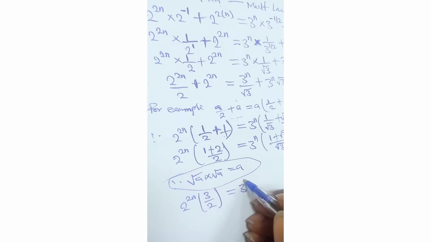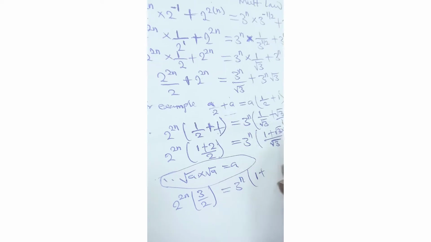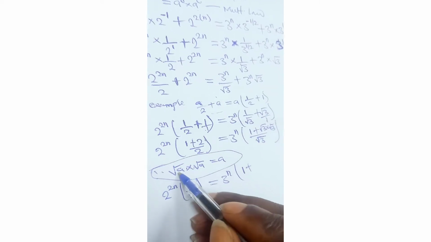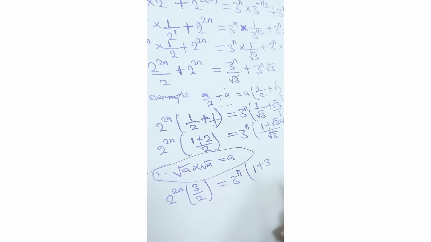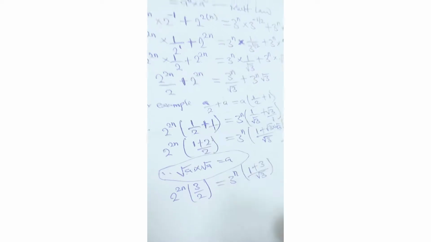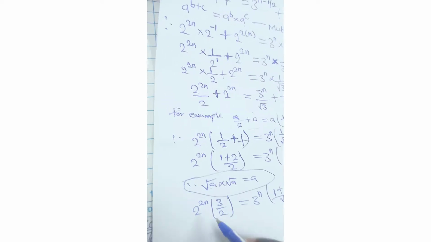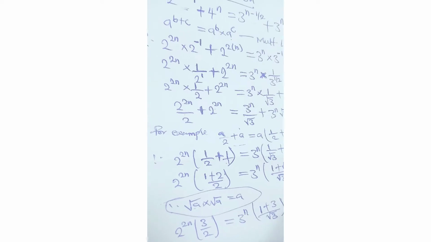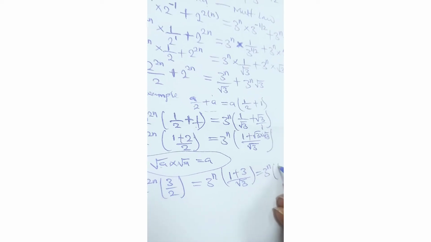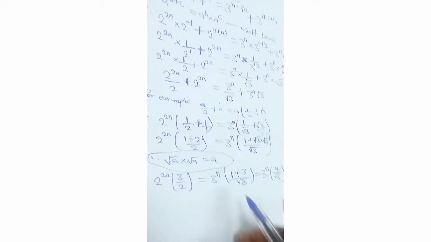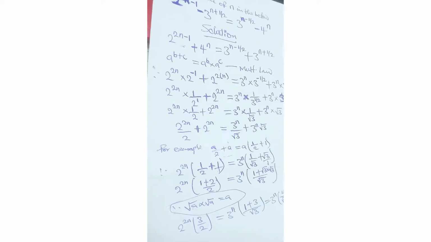This is equal to 3 raised to power n. Now, this place is going to give you 1 plus root 3 times root 3. According to this, root a times root a is a. Then root 3 times root 3 is going to give you 3. Then over root 3. Now, at this junction, you are going to have this side equal to 3 raised to power n into 4 over root 3. We only just added 1 to 3 and we have 4 over what? Root 3.